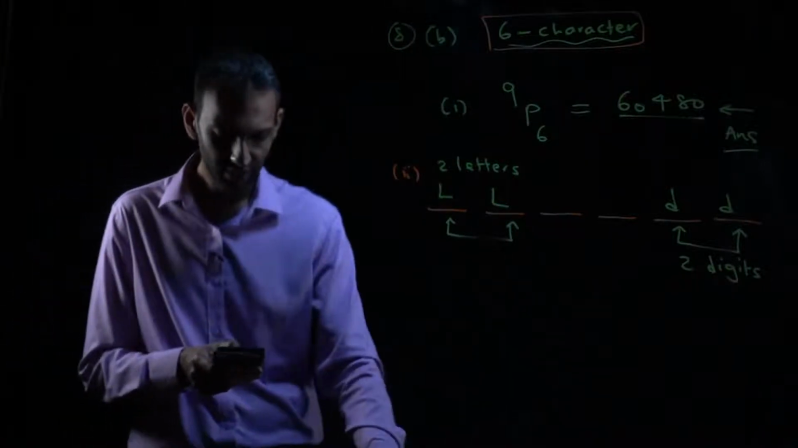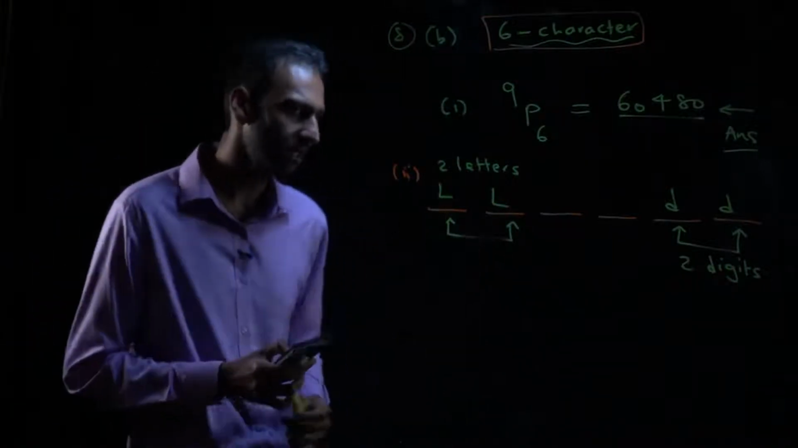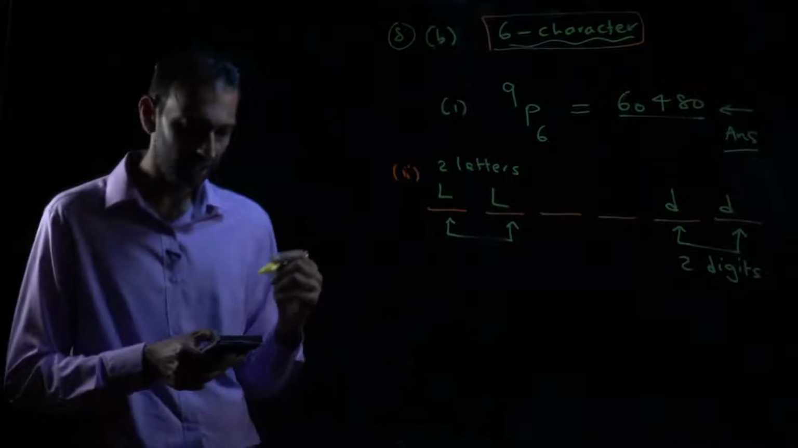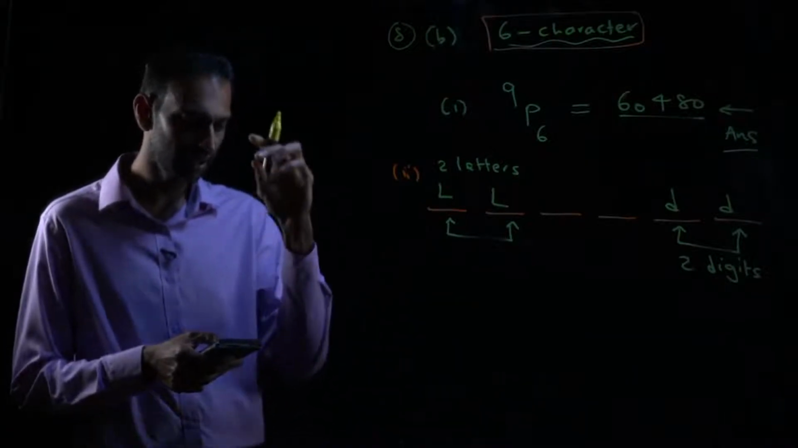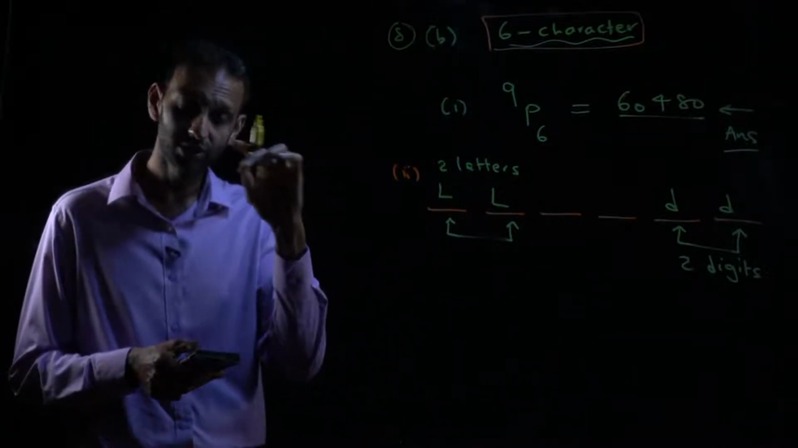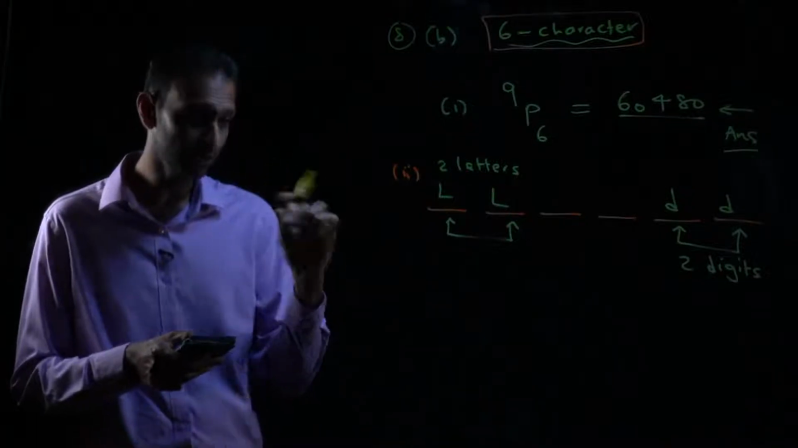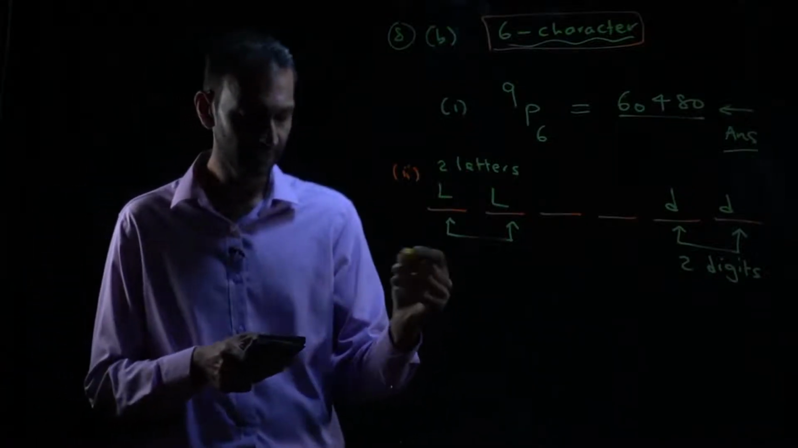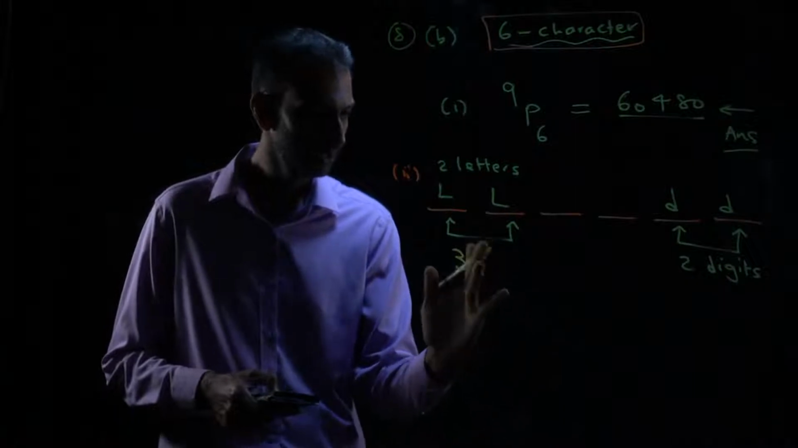Before proceeding further, in how many ways can I choose the 2 letters? We have basically 3 letters in the problem which they have given us, X, Y, and Z. We need to choose 2. So it's basically 3P2.